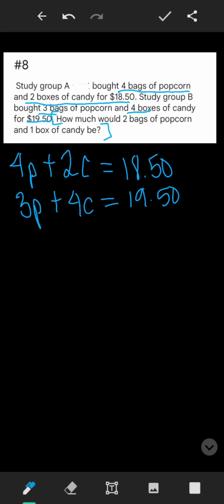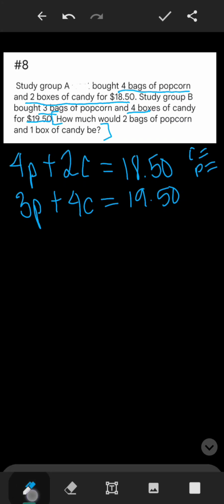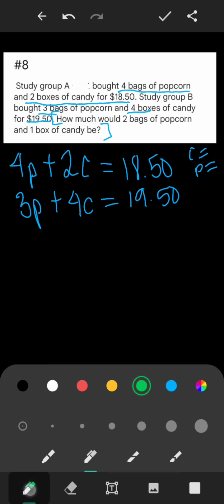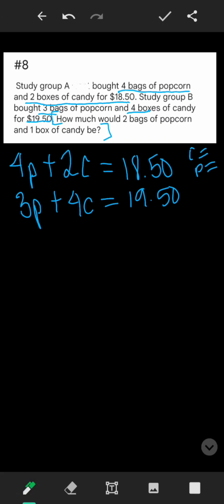So if we have letters in an equation, we need to figure out what that popcorn is equal to and what that candy is equal to. That's what we're trying to determine. We need to get one of these letters all by themselves on the side of the equation so that we can figure out what it's equal to. The great thing about these equations is that we can manipulate them, because we need to make a 0 pair here or here so that they go away.